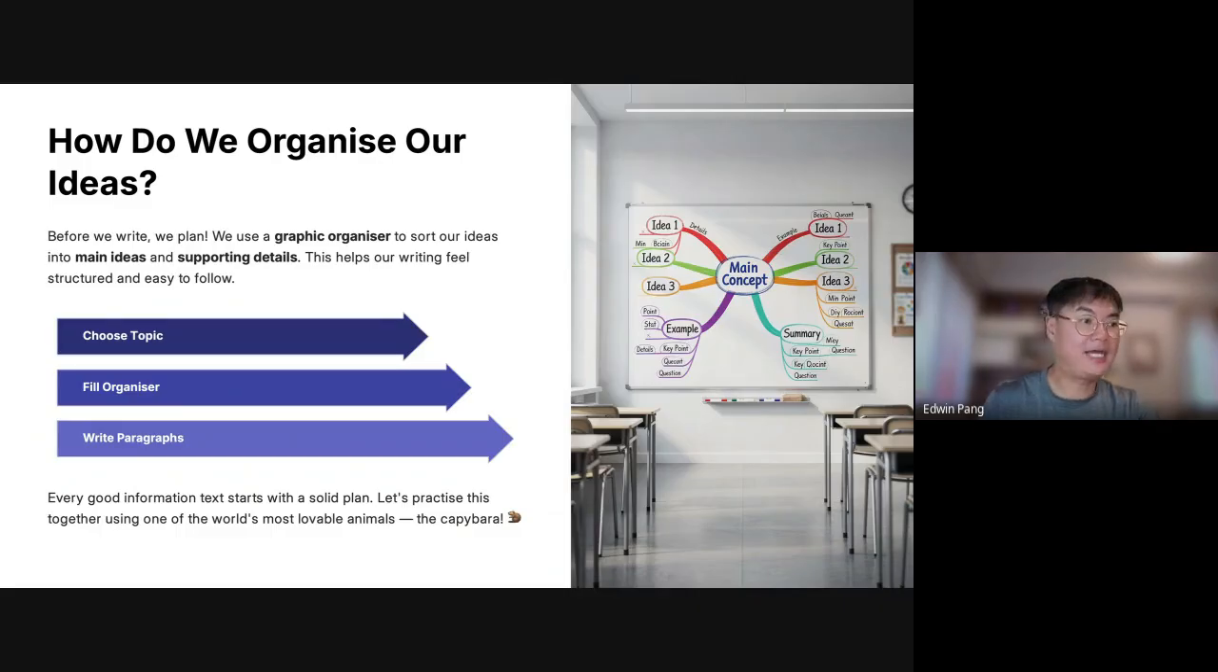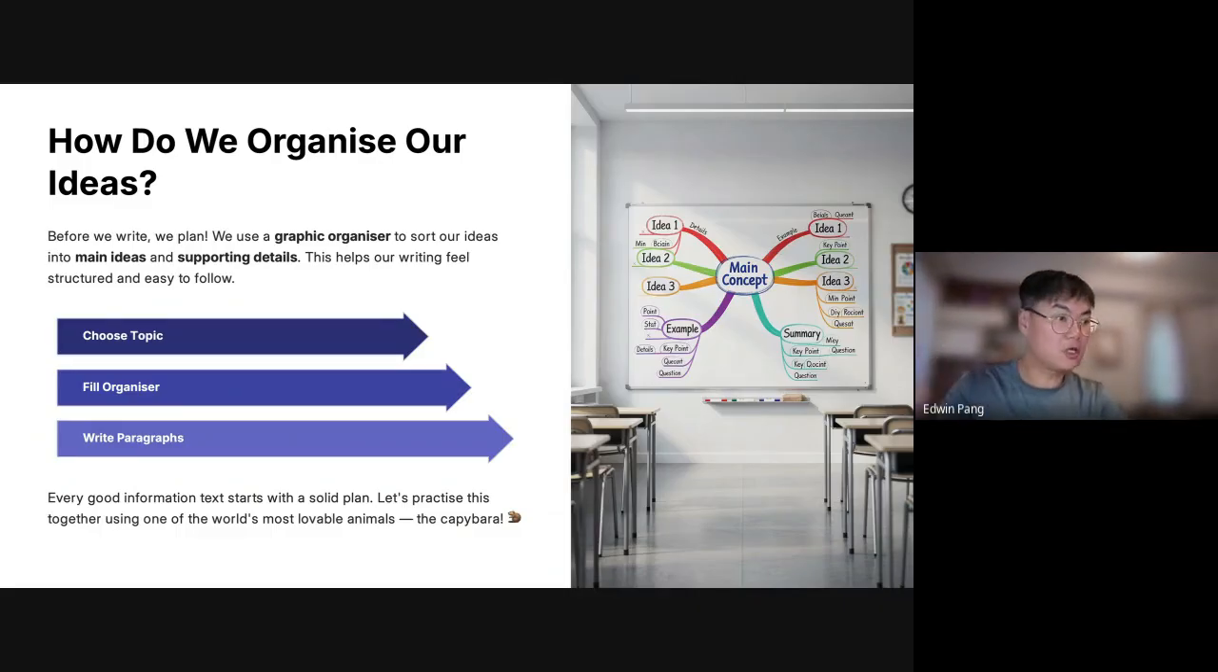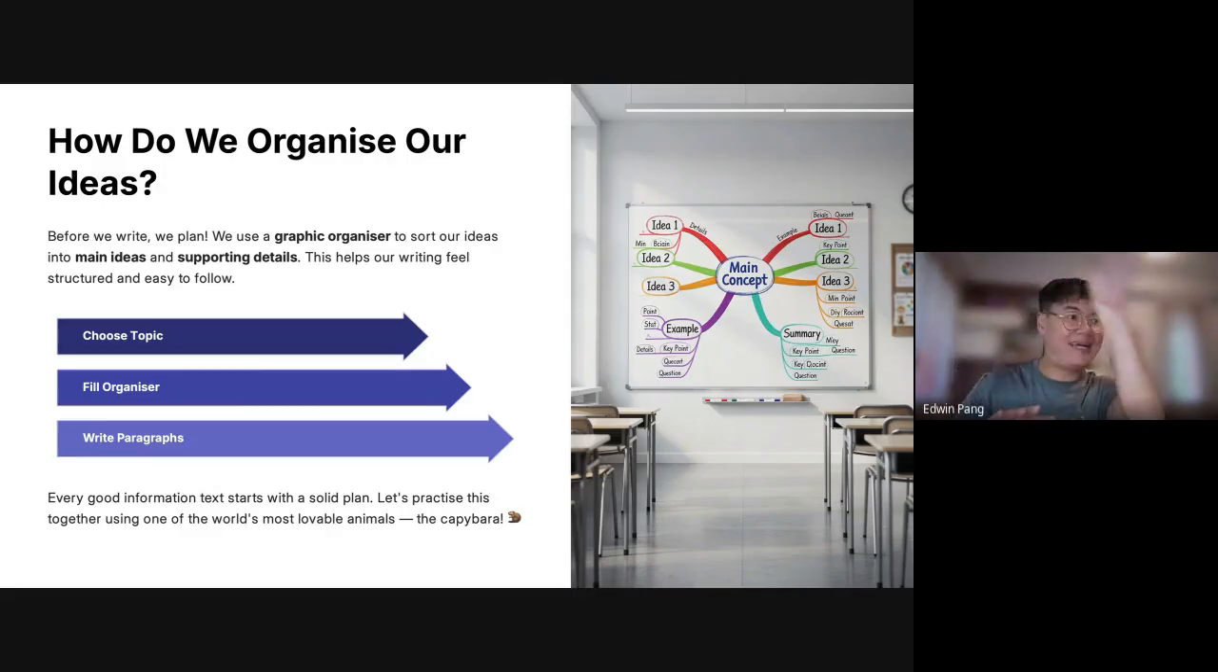So before we write, remember we always do this, right? We choose a topic, then we fill in the graphic organizer. Can you remember doing this? Okay, we did it for the cheetahs, we did it for the pikas, and we did it for the quokkas, didn't we? Right? We filled in this box with all the titles, main ideas, and supporting details, right? And then after we fill in the graphic organizer, we pull all the information together and put it into 3 paragraphs. Can you remember doing this?